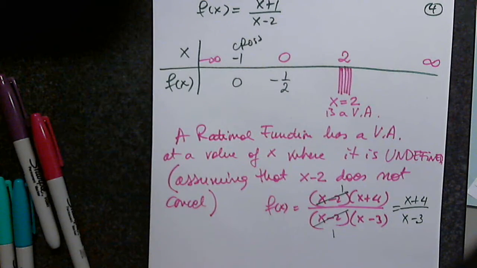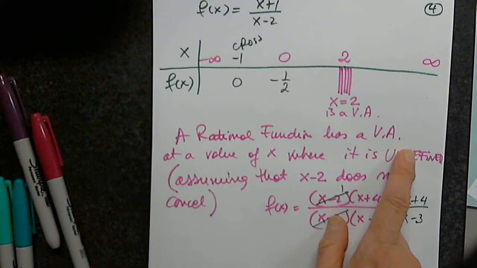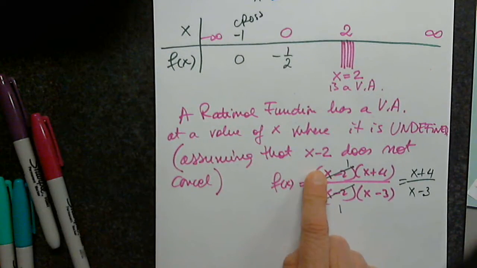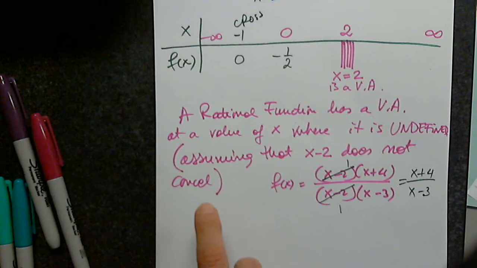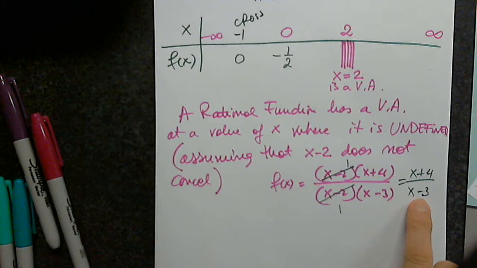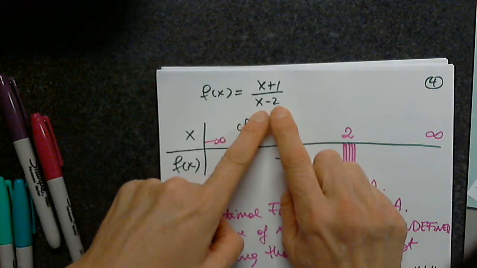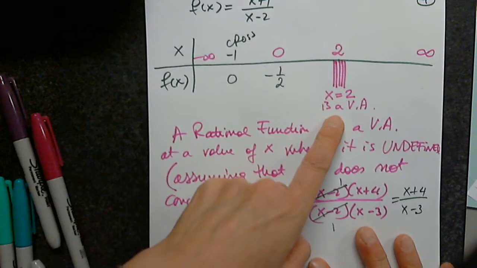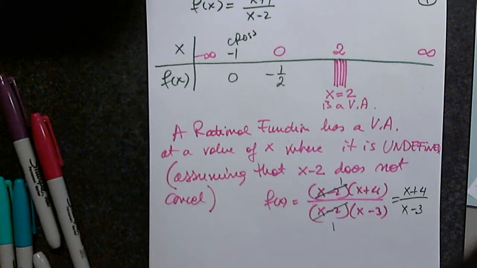So, to be exact, a rational function has a VA, vertical asymptote, at a value of x where it is undefined, assuming that that factor does not cancel with a similar factor from the top. I have to add that in because it's not correct otherwise. A rational function, when it's undefined, doesn't necessarily have a vertical asymptote. It has a vertical asymptote if the factor still stays. Does x minus 2 disappear with a factor of x minus 2 from the top? No. Therefore, x equals 2 is a VA, vertical asymptote.